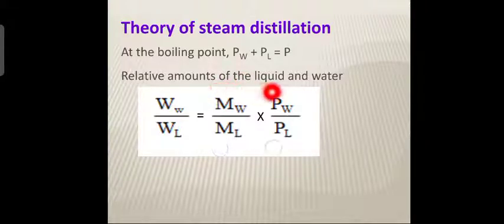Now, the relative amounts of liquid and water. Weight of water over weight of liquid is equal to molecular mass of water times partial pressure of water, divided by molecular mass of liquid times partial pressure of liquid. This is similar to WA by WB is equal to MAPA divided by MBPB, which I already learned in the previous class. Here, instead of A we have water, and instead of B we have liquid. That's all. All right, next slide.